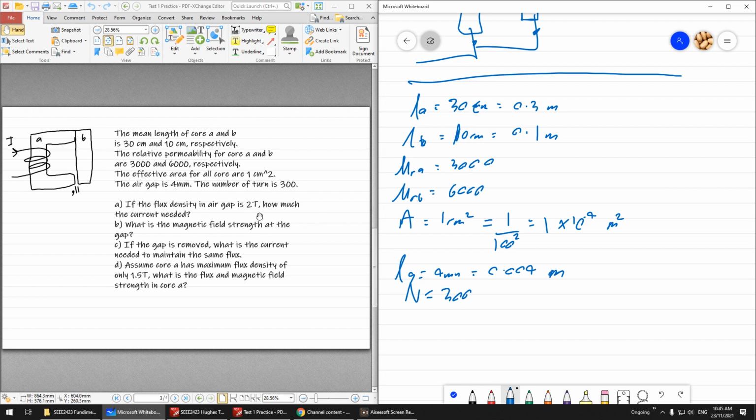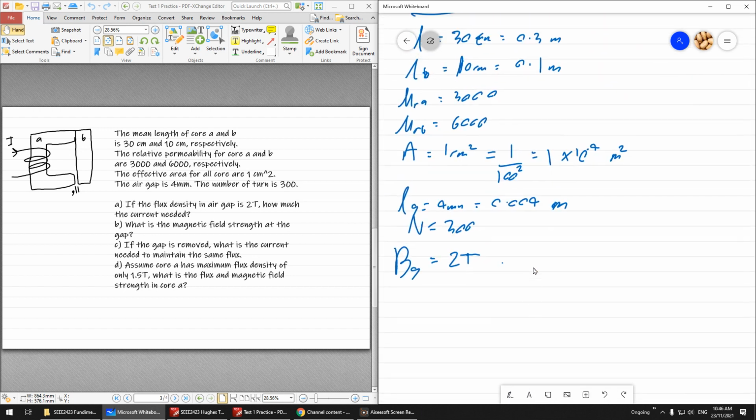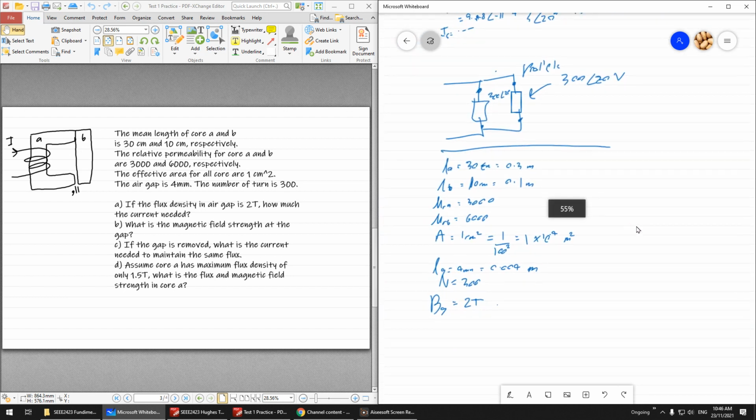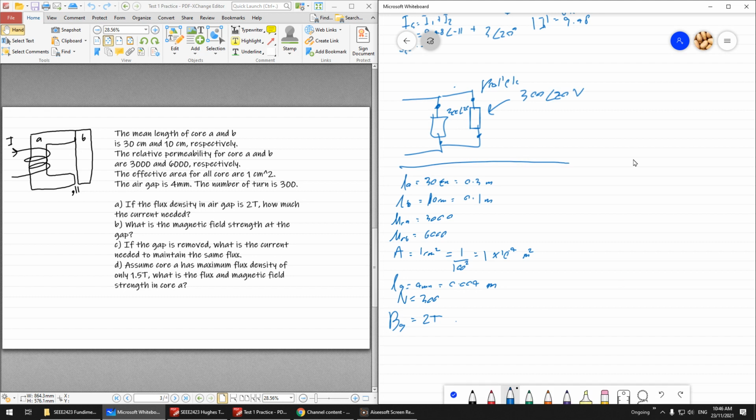If the flux density, what is flux density? Of course, this is B, and where? At the gap. So at the gap it is 2 Tesla. Another way to know this, you look at the unit. T is Tesla, so Tesla is B. How much current is needed? So for this to work, of course, you have to calculate the reluctance for all. Because this is all in series, it means that you just add all.